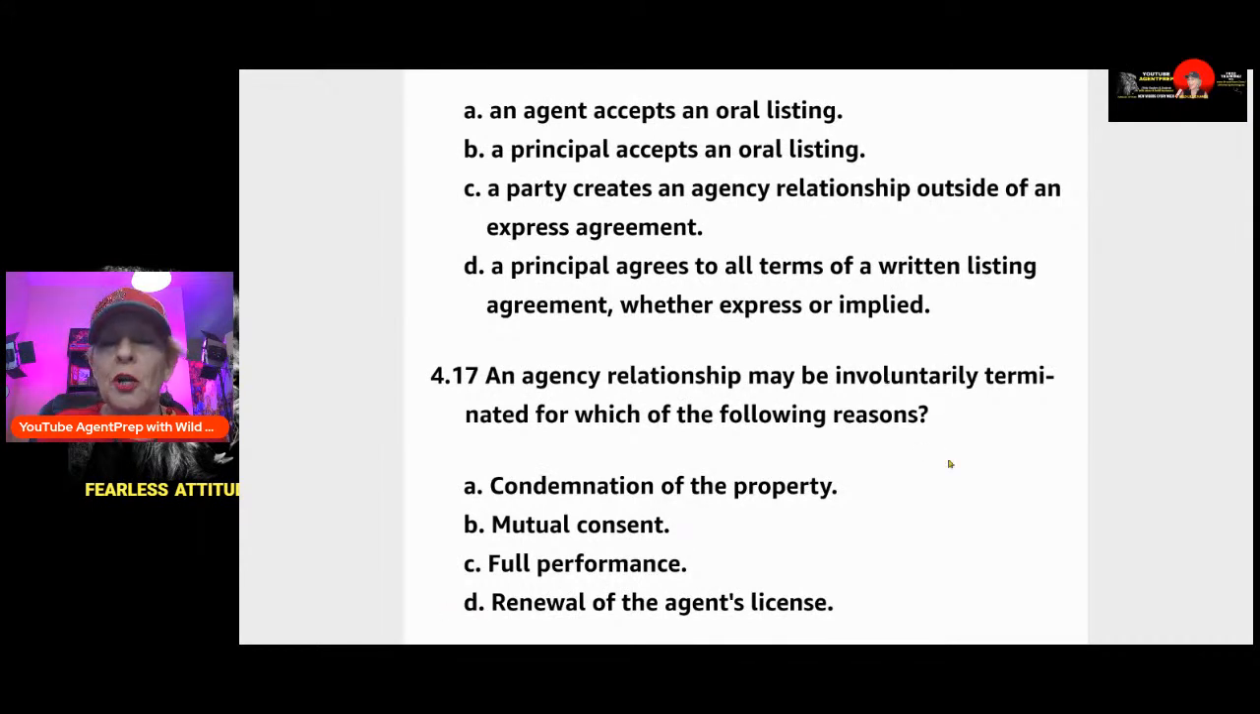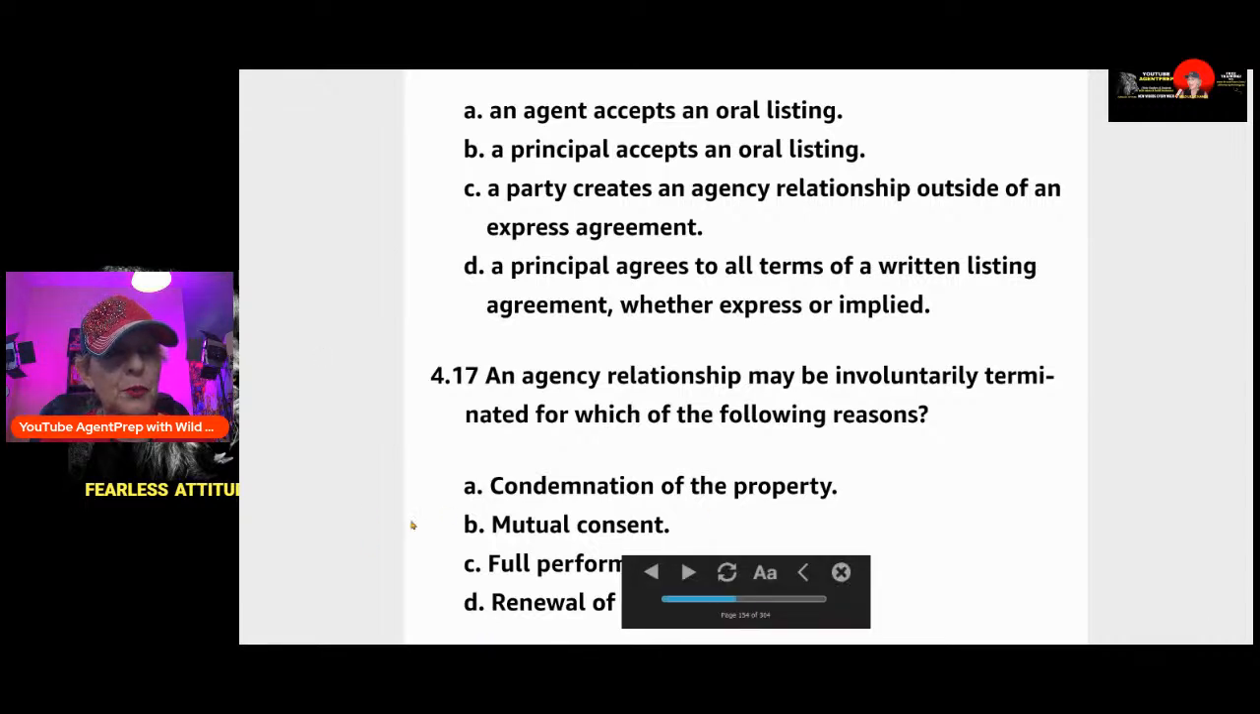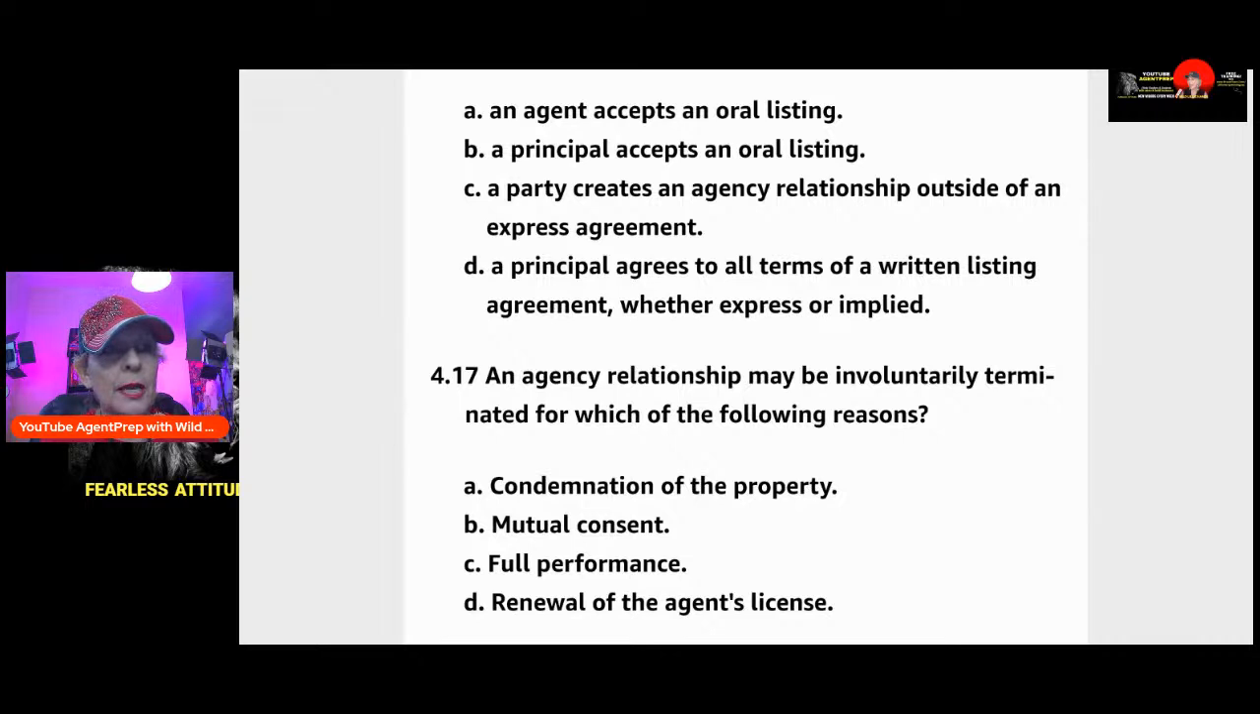So how could it be terminated without either party wanting to terminate it? It's involuntarily. The client didn't volunteer to terminate it. The realtor brokerage didn't volunteer. The agent didn't volunteer to terminate it. So there's only one possibility in this question. So what is condemnation? What is mutual consent? Full performance, renewal of agent's license. 3 of those, okay, are incorrect and 1 is correct, which is typical, right? So we've got A. Yes, the answer is A. Condemnation of the property, right?